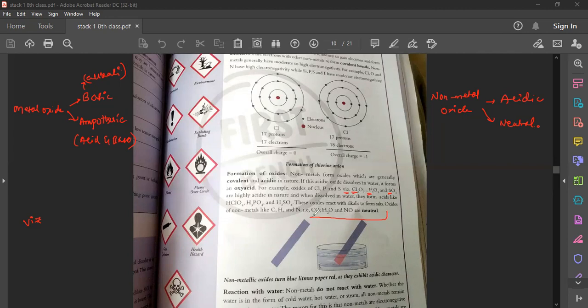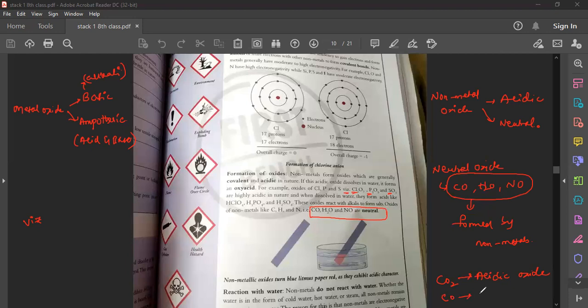Okay, sir. Then what are the neutral oxides formed by the non-metals? Carbon monoxide, water, and nitrogen monoxide. These are the three neutral oxides formed by the non-metals. But what about CO2? Is it a neutral oxide or an acidic oxide? Sir, acidic oxide. CO2 is an acidic oxide, but CO is a neutral oxide. Understanding? This is important.